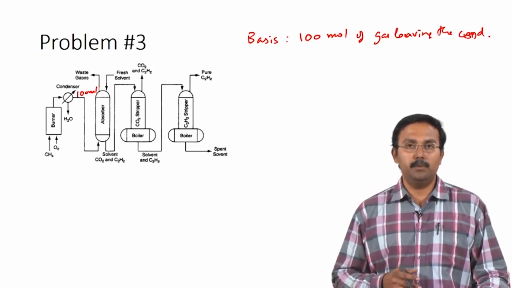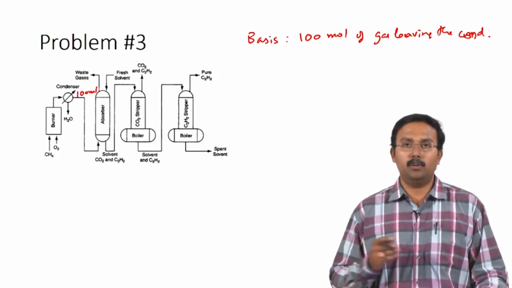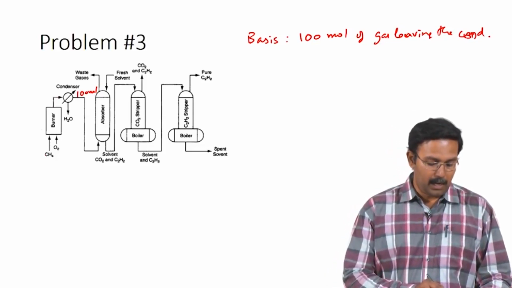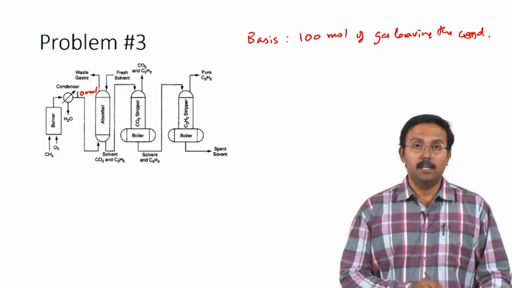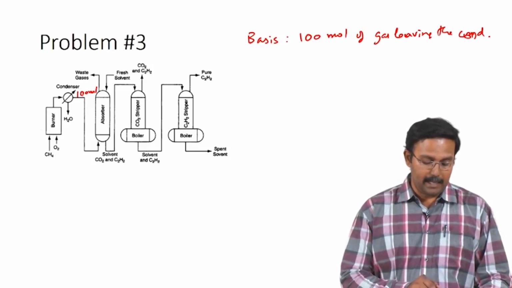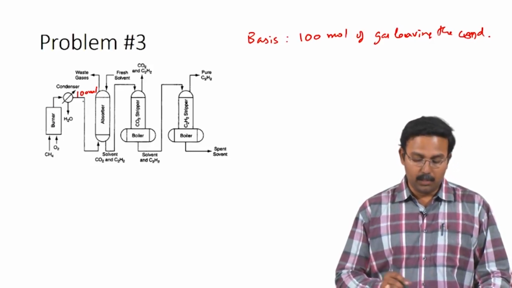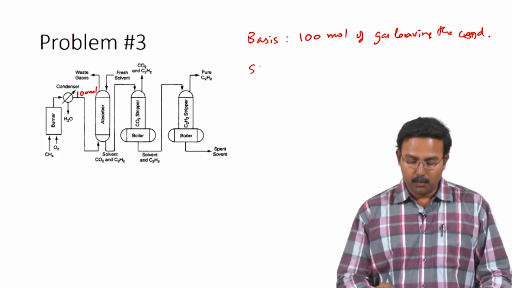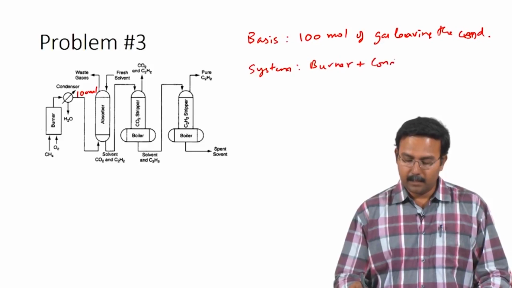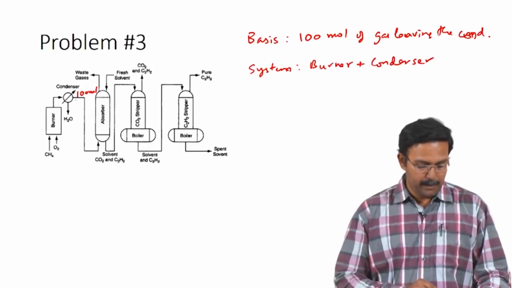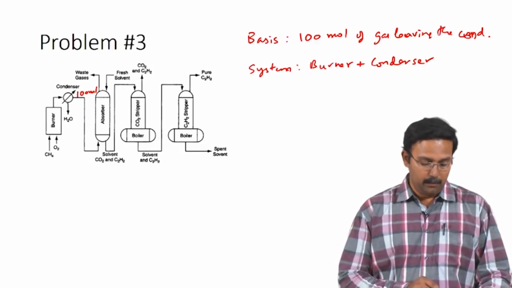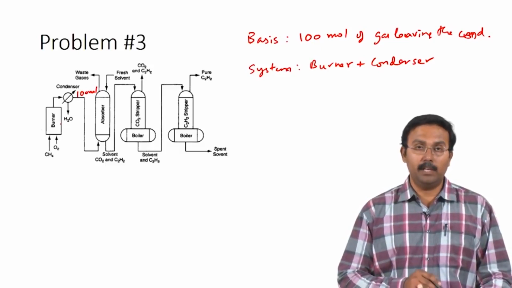The other approaches which we have used is either to start with the last unit or the first unit. So, here we could choose to use the first unit. However, we do not have the information about the exit stream which is leaving the burner. The information we have is for the gas stream which is leaving the condenser. So, the first system which we can choose would be the burner plus condenser. So, for this system we have information about the exit stream, we know the number of moles, we have the composition, we do not know the number of moles of water, but we know that it is only water.